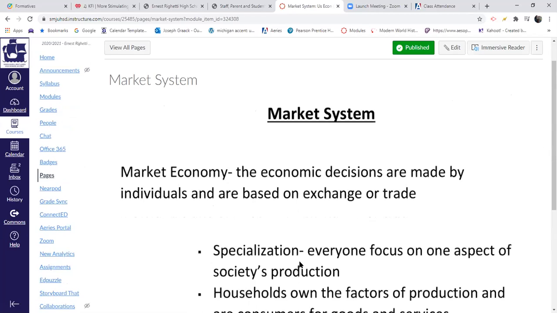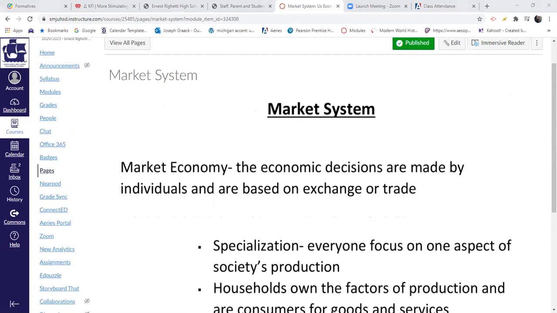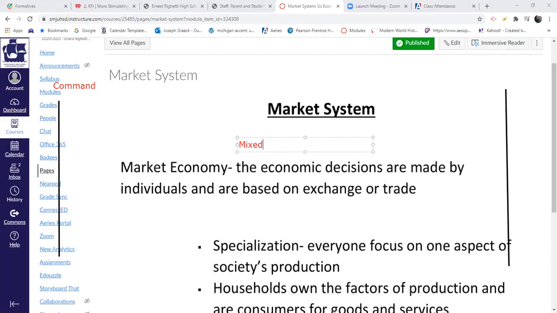And then finally, we've got a market system. These are the three most popular. So what you're looking at is basically a continuum or a spectrum. Over here on the far left is command, or centrally planned. On the far right is market, and in the middle is mixed. So we would have command over here, mixed in the middle, and market over here.